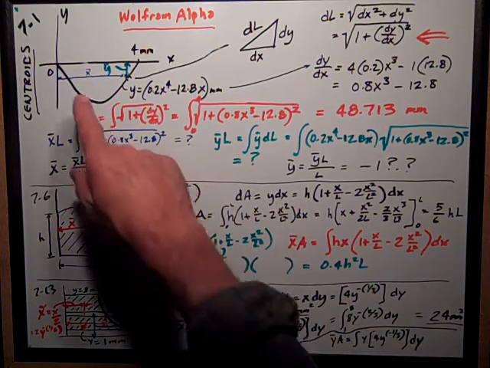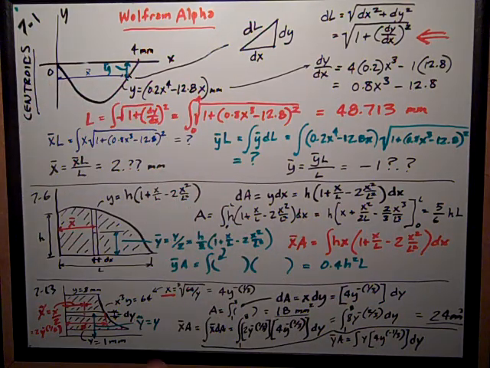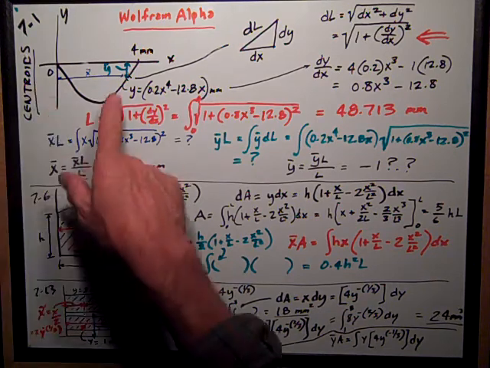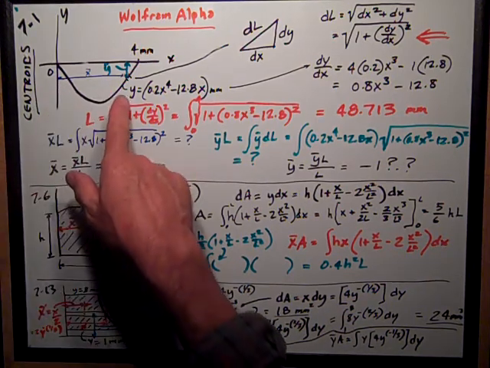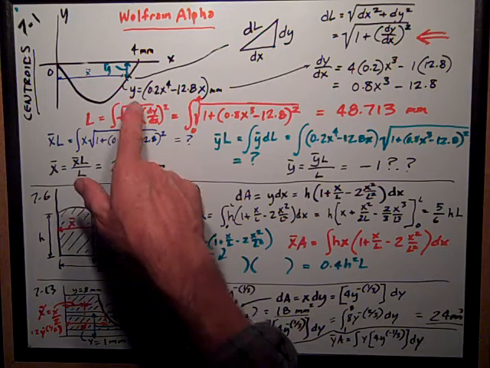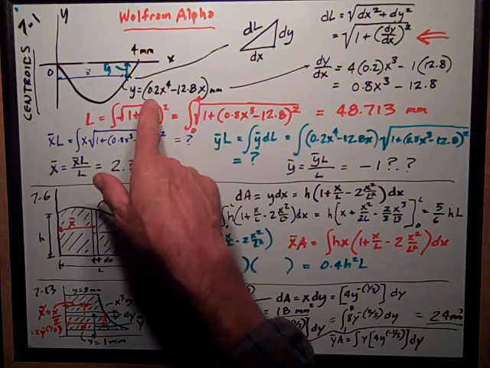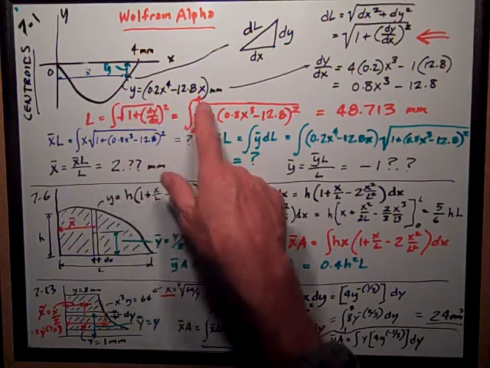We're going to start off with 7-1. It was to find the centroid of this line, which is defined by the equation y equals 0.2x to the fourth minus 12.8x.